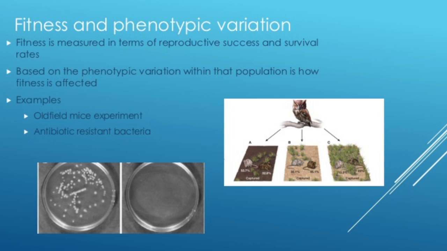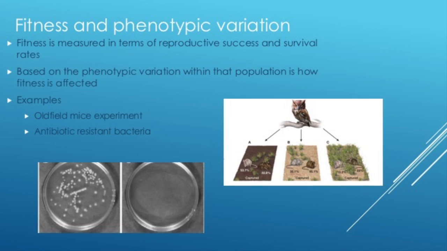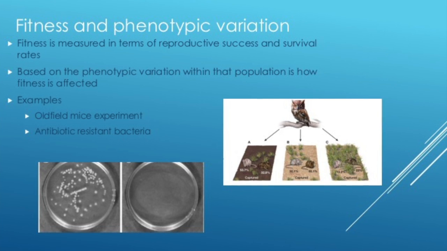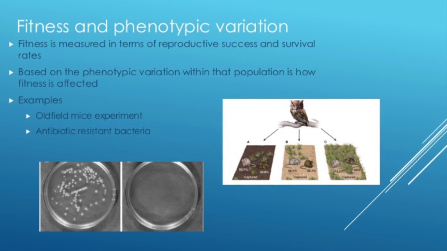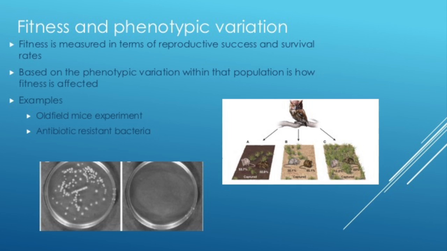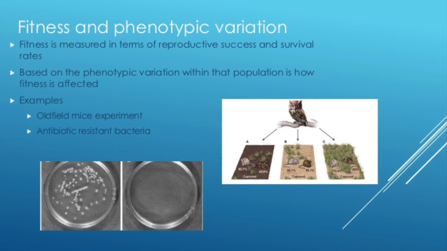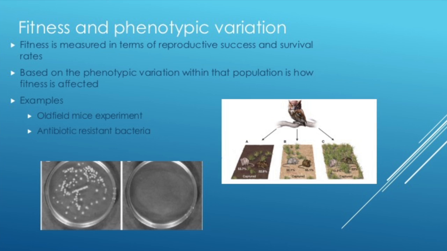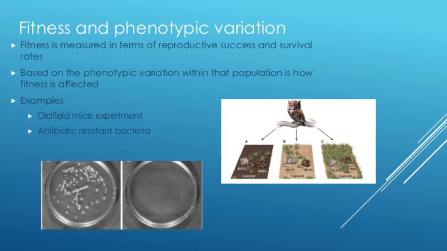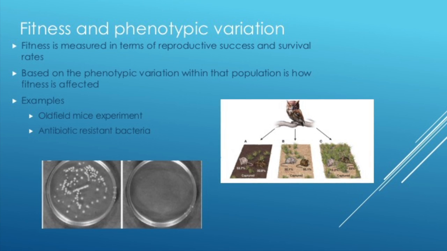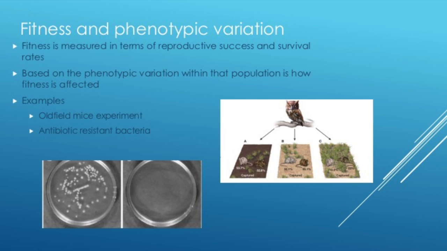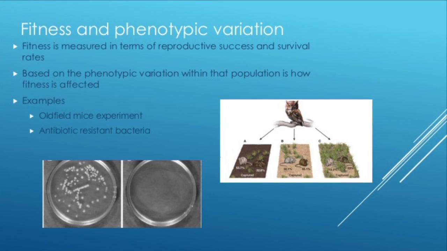Fitness and phenotypic variation. Fitness is generally measured in terms of reproductive success and survival rates. The level of fitness of an individual usually depends on its phenotypic variation. If the individual possesses more phenotypic variation, it generally has a greater fitness, because if it has more differences in phenotype, and there happens to be any environmental change, then it will have a greater chance to survive in the new environment and reproduce. Some examples of phenotypic variation are the old field mice experiment and antibiotic-resistant bacteria.